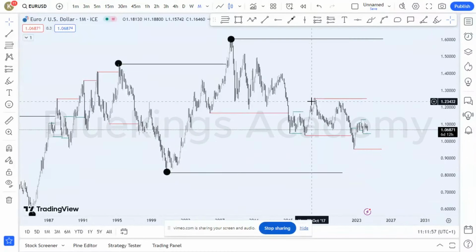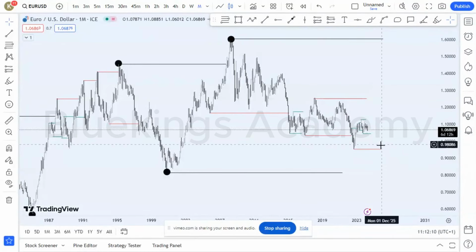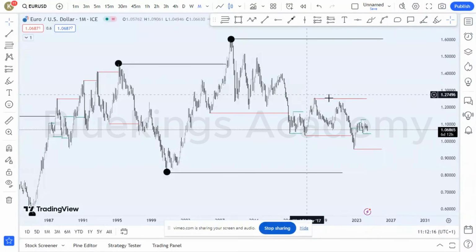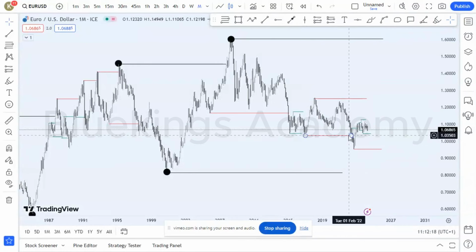Your monthly internal structures are going to become your weekly external structures. I'll say again, your monthly internal structure, which is this red line you see, these highs and lows of the red lines, is going to be your weekly, sorry, your weekly external structure. Your monthly internals are your weekly externals, and your monthly fractals become your weekly internals.